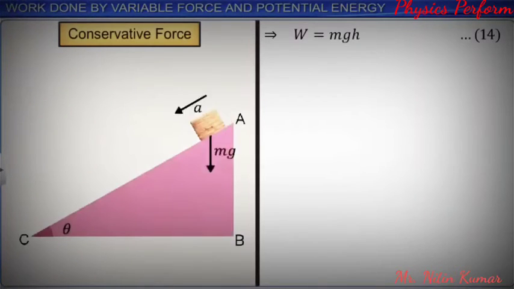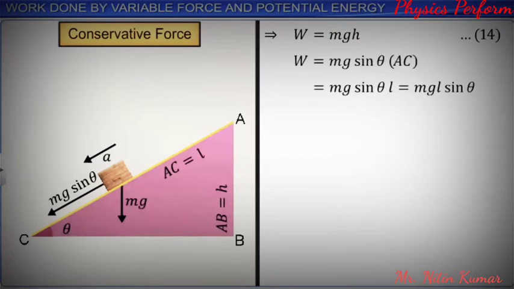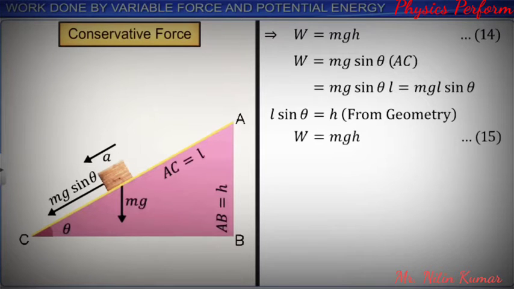When the same box slides down the smooth inclined plane at an inclination of theta with the horizontal, the force acting down along the incline is mg sine theta. The distance travelled by the box is L. And hence, the work done by gravity on it is denoted by the expression W is equal to mg sine theta into L. On simplifying, we get work done as mgh, as shown in expression 15.